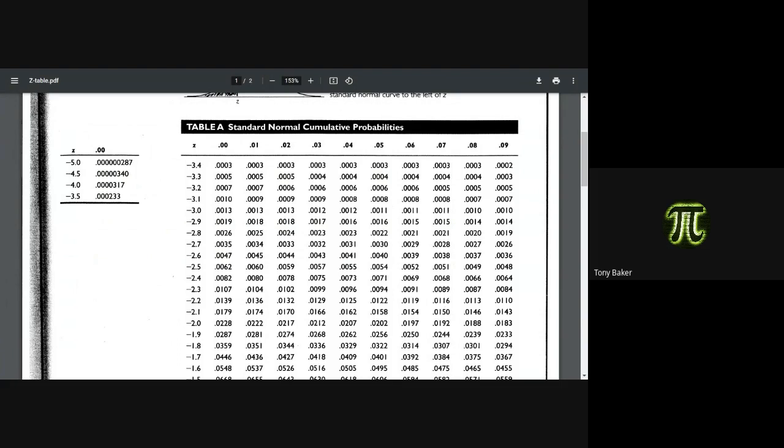Honestly, if you are going to use this a lot, a ruler really helps to make sure you go directly across, because it's really easy to go across and down by one or up by one. So rulers definitely help in this situation.